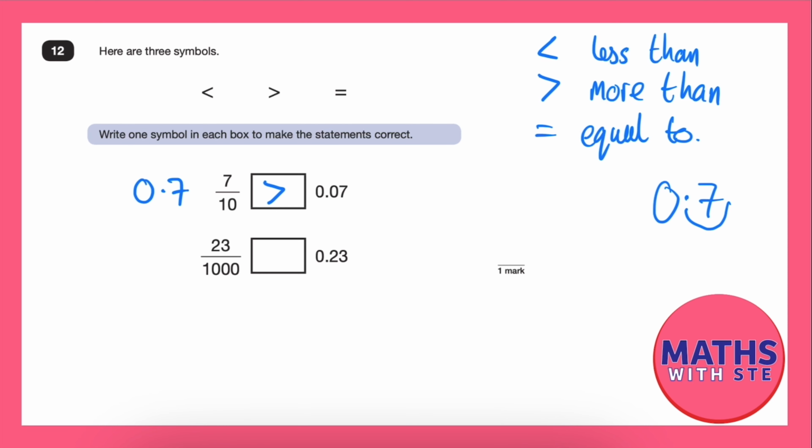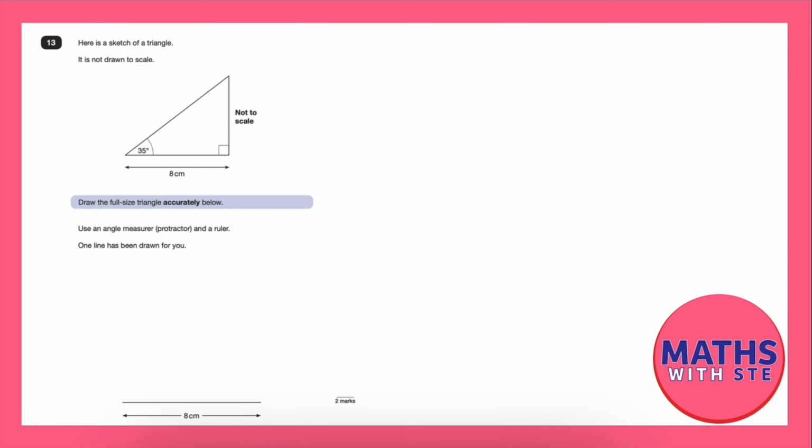0.07. 23 over 1,000. I'm going to do the same thing, but this time I'm going to divide by 1,000. So I'm going to go 3 places to the left with the decimal because there's 3 zeros in 1,000. So I'll go 1, 2, 3. Stick a point there, stick a 0 there. Great, so this is going to be 0.023. Which one's bigger? Well, 0.23 is bigger than 0.023, isn't it? So therefore, 0.023 is less than 0.23. Question 13. Pause the video, and then I'll go through the answer with you.